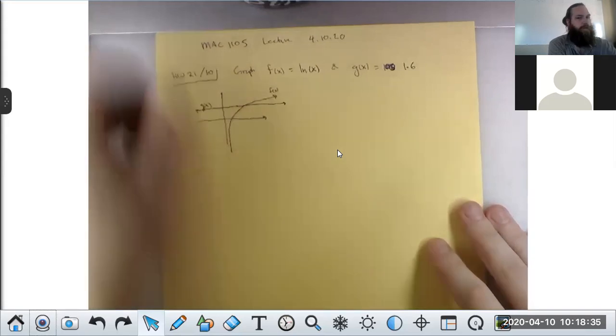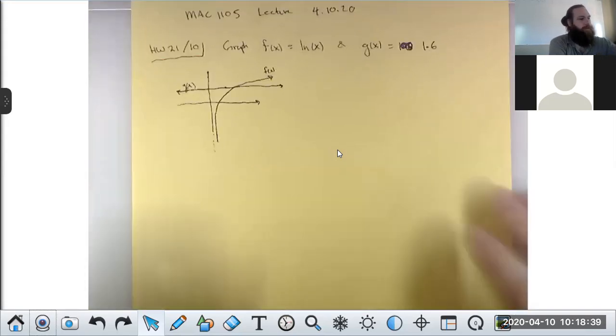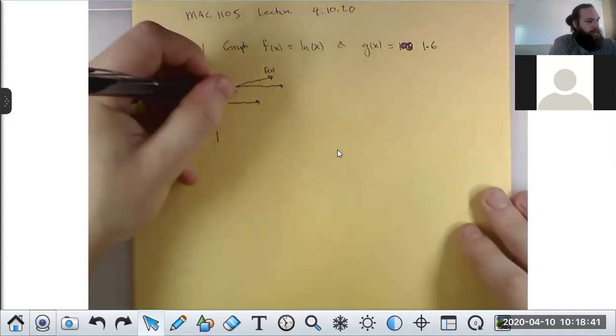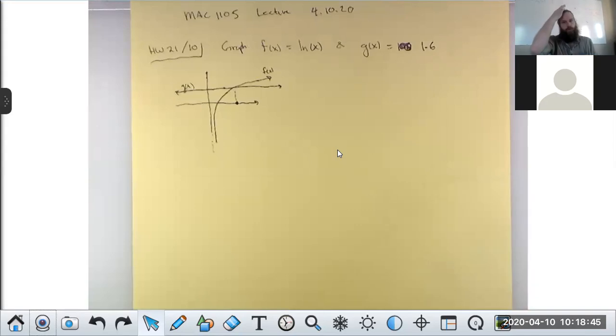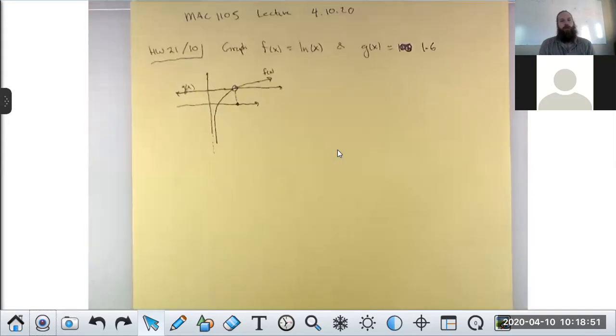A constant function, so it's just a horizontal line. And they want us to find this x value, which is the solution to the equation f of x equals g of x, right? Because that's the x value where those two graphs intersect. So that's our goal.